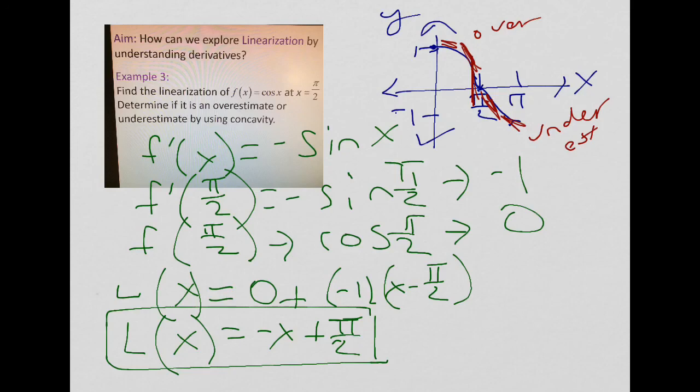Okay, and so that's pretty much your answer here. That's how you would determine that. And I'm sorry, that doesn't look like the word over. Let me write estimate underneath. Hopefully that helps you understand how concavity and our lines help us. And let's do some practice.